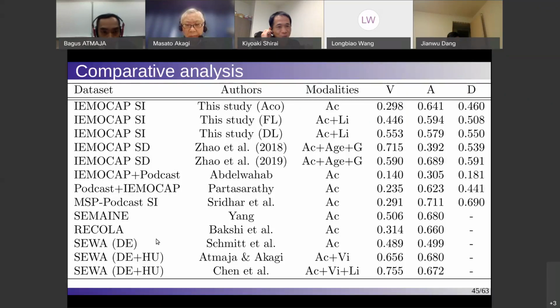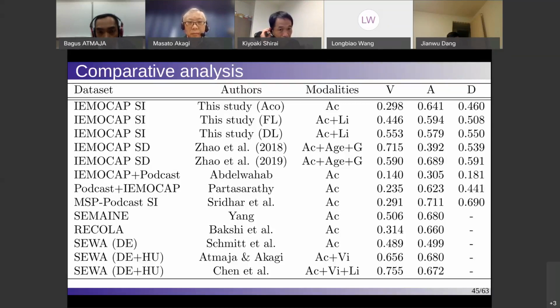My question is that, for example, two annotators decide the score of valence, arousal, and dominance. How are the results agreed between the 2 annotators? Do you know such data? The agreement, yes. The agreement ratio is high.